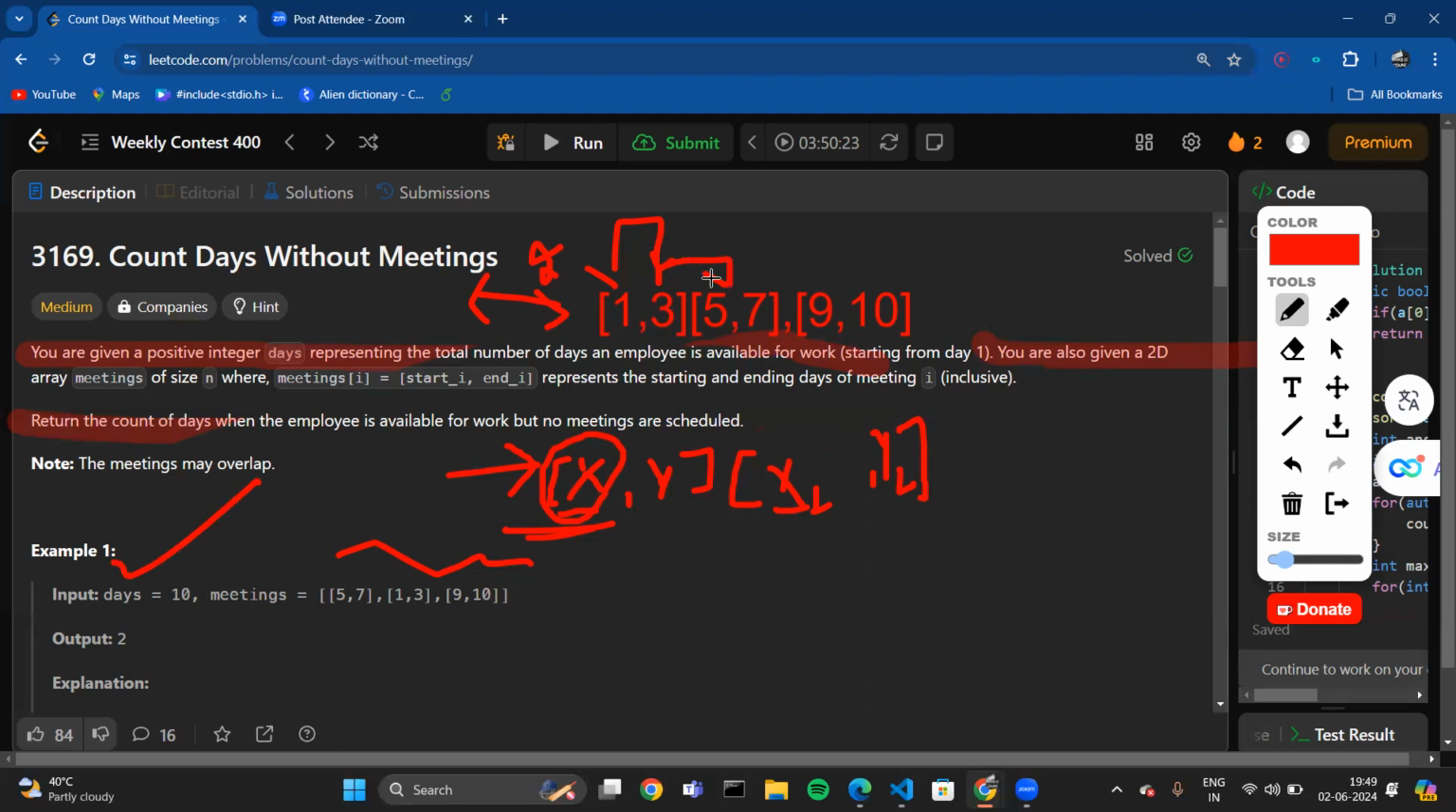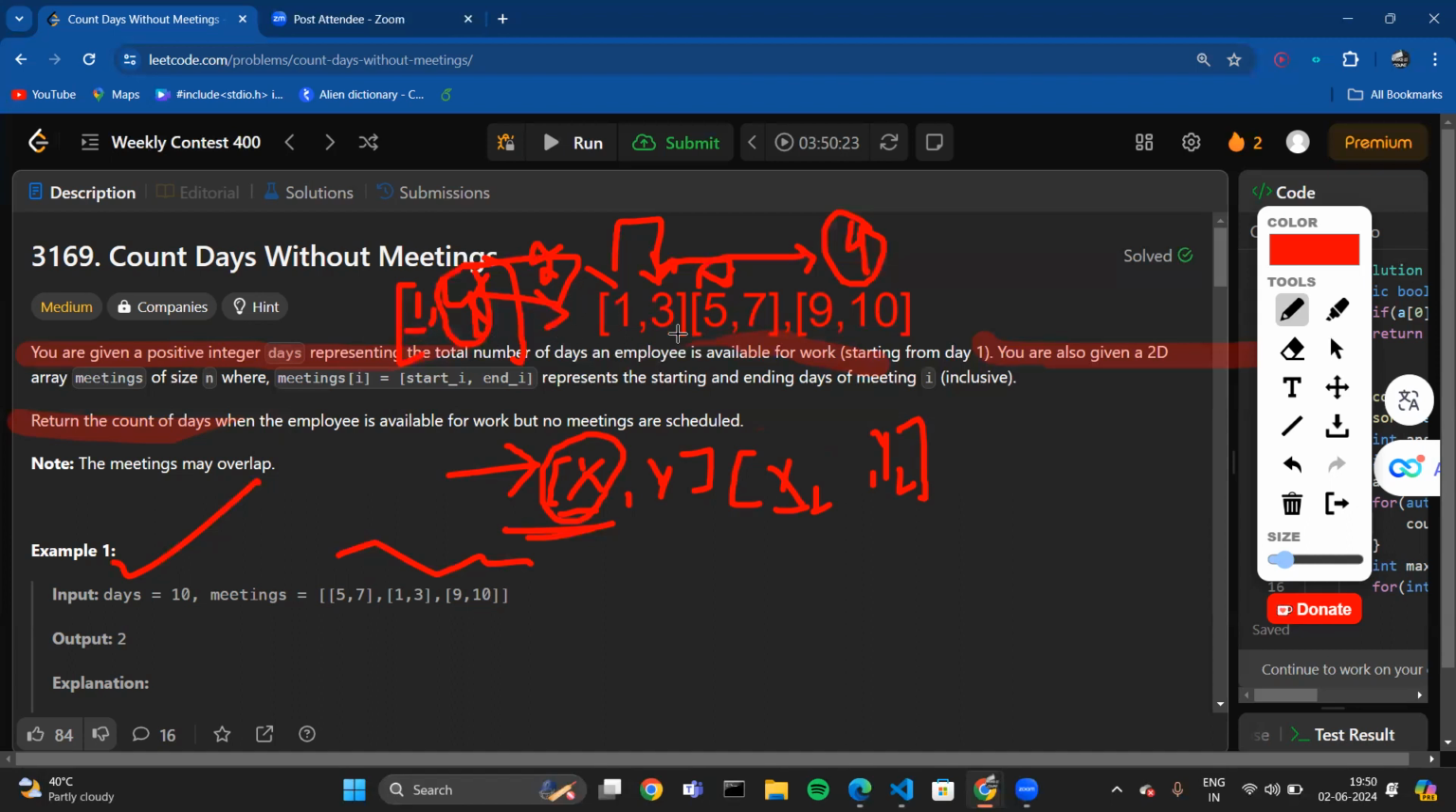Now I know that 3 and 5 are distinct, which means there is a possibility that there might be a day of rest. But how will I be sure that day 4, which lies between them, was not covered previously? For example, let us say this was 2 to 3 and there was an entry 1 to 4. In this, day 4 got covered. Hence, I need to keep track of the maximum day which is covered.